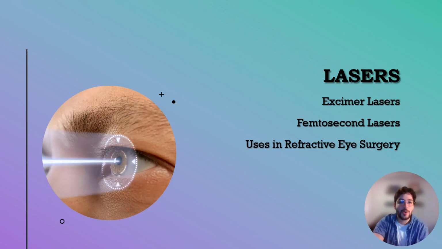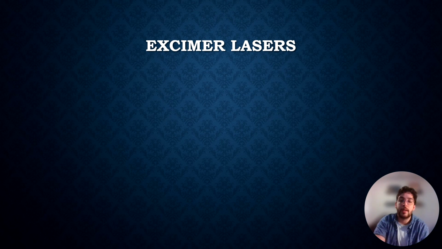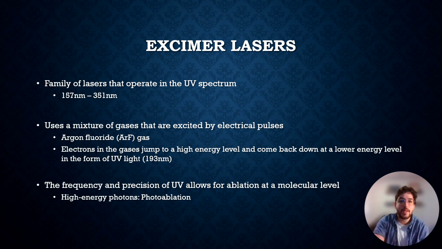And finally, we are going to talk about lasers. There are 2 types of lasers that are commonly used in LASIK surgery. We've got the excimer lasers that we briefly talked about, and femtosecond lasers. And so we're also going to talk about their uses in refractive eye surgery here. The excimer lasers are a family of lasers that operate in the UV spectrum. More specifically, they're going to operate between 157 nanometers and 351 nanometers. They use a mixture of gases that are excited by electrical pulses. With the LASIK laser, the specific gas that they use is argon fluoride gas.